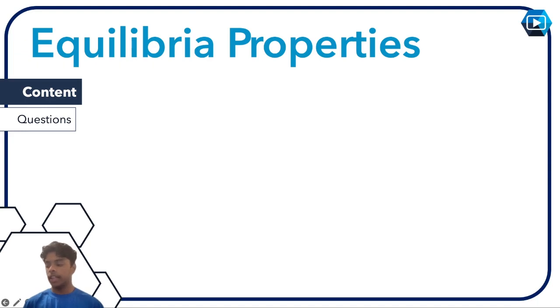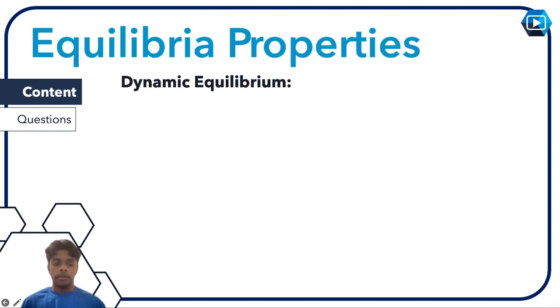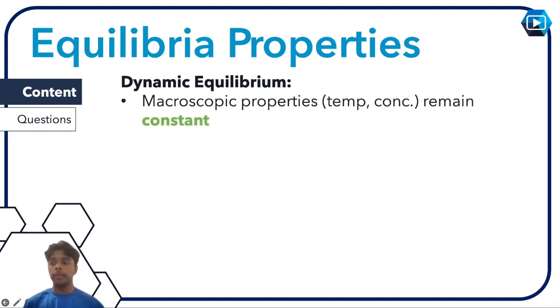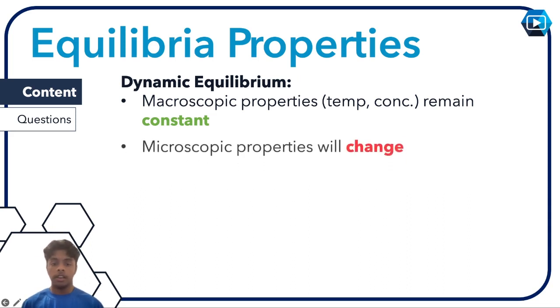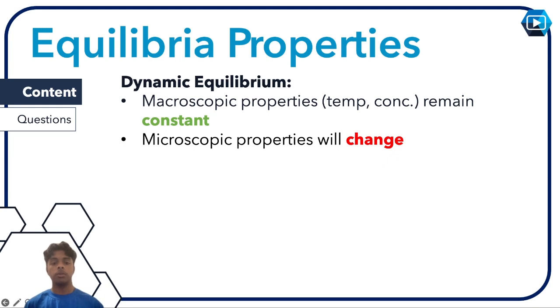All right, so now let's look at equilibria properties, which will be the final section before we go into questions. Dynamic equilibrium: macroscopic properties within dynamic equilibrium will remain constant. Macroscopic properties being things like temperature and concentration. Microscopic properties, however, will change.